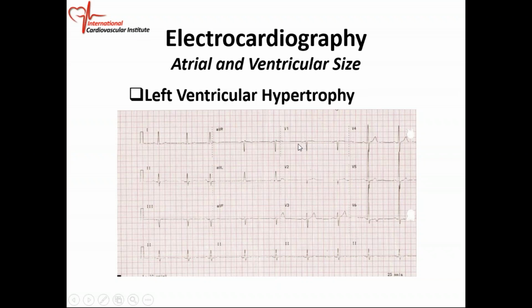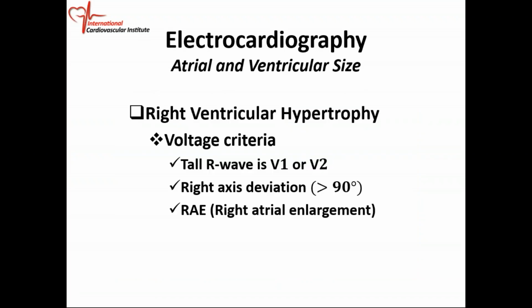closely in V1, you can see that the P wave has a terminal negativity. And if you look closely, you can see that the width of this terminal negativity is more than one tiny block. So the duration is greater than 40 milliseconds. And then the height is more than one tiny block, which is more than 1 millimeter. So you have left atrial enlargement, you have this voltage, and you have left axis deviation. When you add these things up together, you can call this left ventricular hypertrophy.